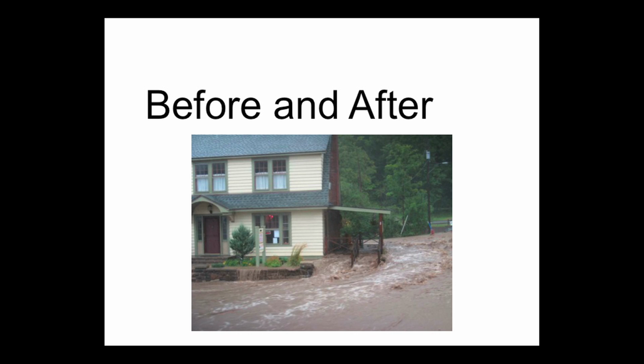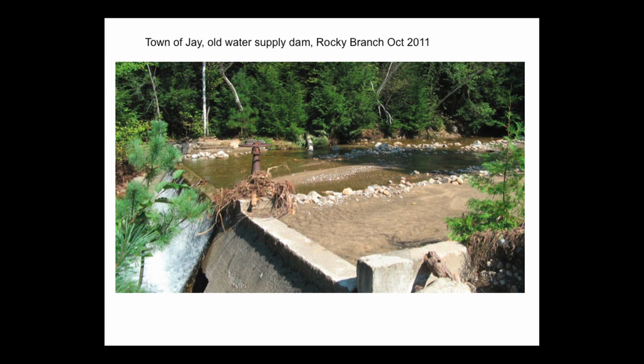We've got structures that have been there 80 years, 100 years or longer, and we thought the river will never get to those structures. This is one of my favorite sites. It's a tributary to the East Branch of the Ausable, and it's the old Town of Jay water supply dam. There's a dam right here.